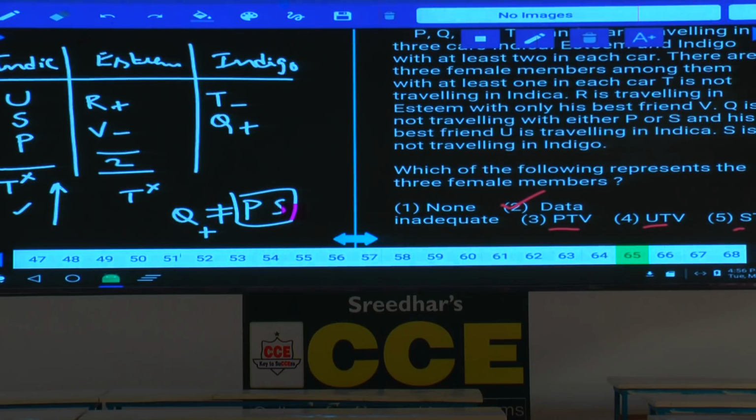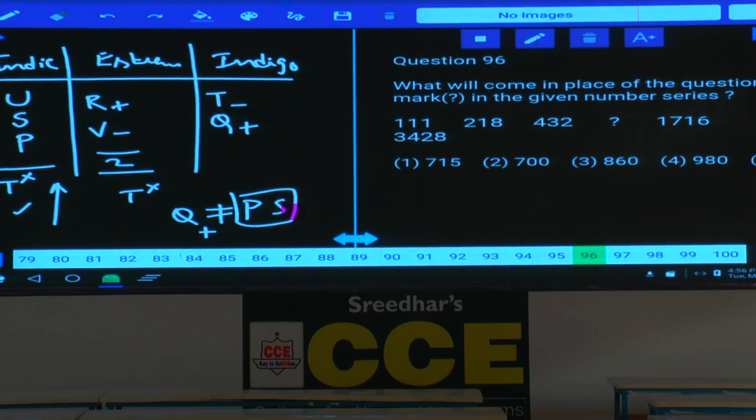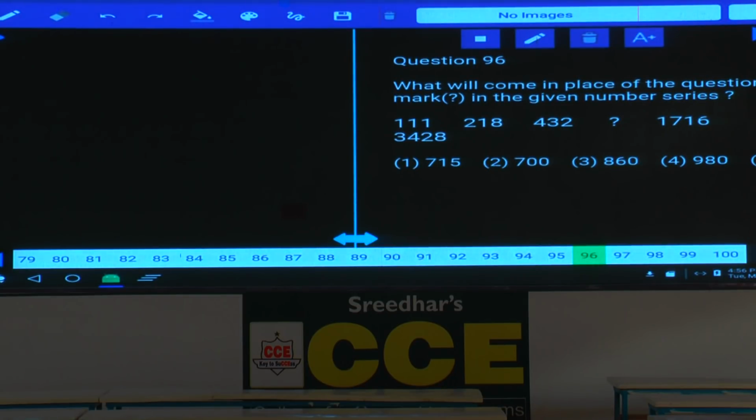Number series not yet done? Then question numbers please, number series 96 to 100. Now question numbers 96 to 100. Now in this 96 to 100: 111, 218, 432, 117, 1716, 3428.